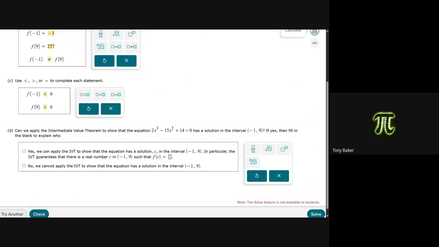So, is this function continuous? Are they equal to, or are they not equal to each other, the endpoints? Yes. Are they on either side of the value that I'm looking for? Yes. So, as long as you can say yes to all these 3 questions, yes, we can apply the intermediate value theorem to state there is some value between -1 and 9 where the answer is 0. I don't know exactly where. I'm going to guess it's probably pretty close to -1 because it's closer to 0, but it is somewhere in between.